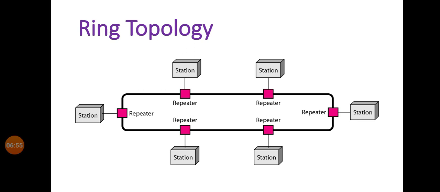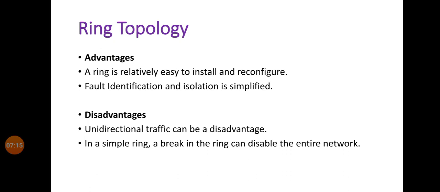In this topology, if you want to add a new system, then it is easy. Whichever new system you want to add, just add it to the ring, meaning just connect it to its previous and next station. So adding a new station is over. That is why the advantage is, it is easy to install and reconfigure. And here also fault identification and fault recovery is easy.